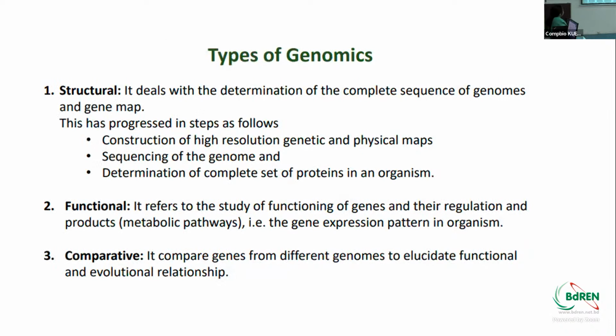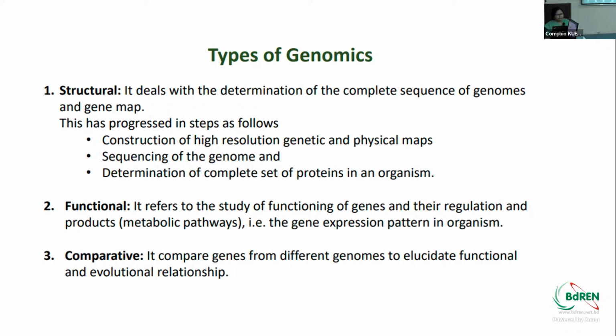So from this discussion, we now have the idea that the main three types of genomics are structural, functional, and comparative. Comparative is the one that I was talking about, which compares genes from different genomes. You may have heard about the 1,000 Genomes Project. There are also many more for other species, like the 3,000 Genomes Project for rice and 10,000 for other plants.